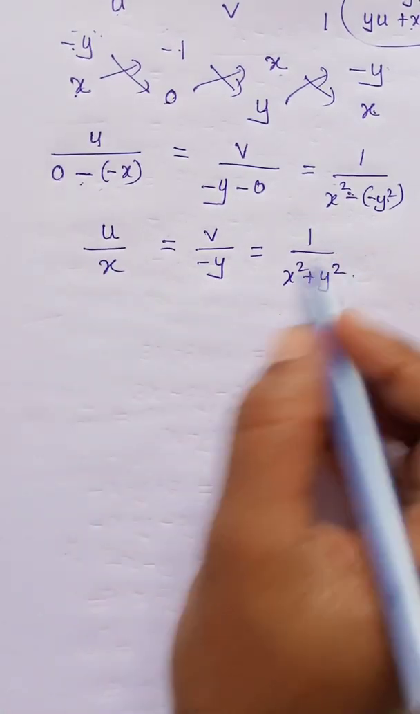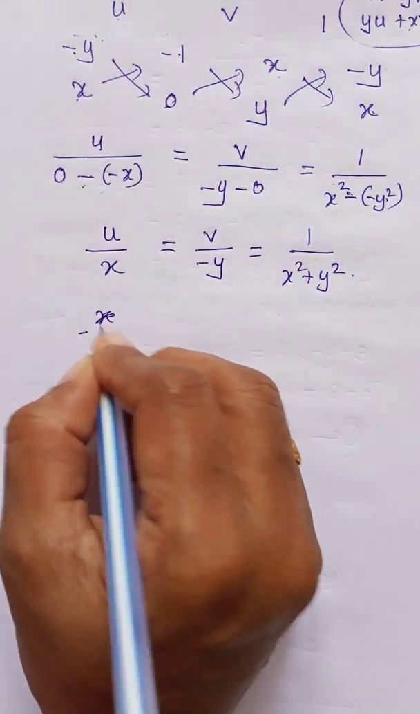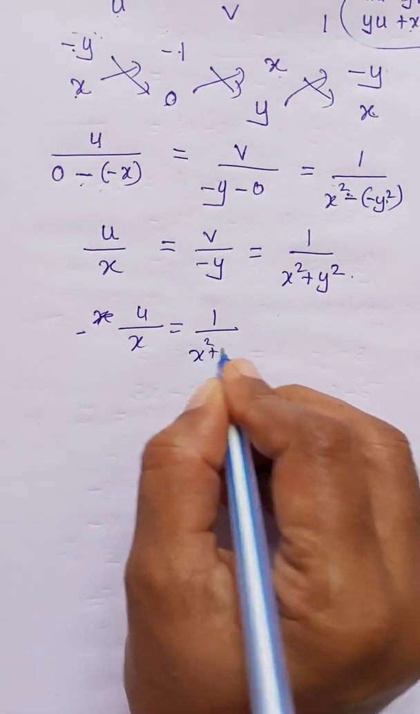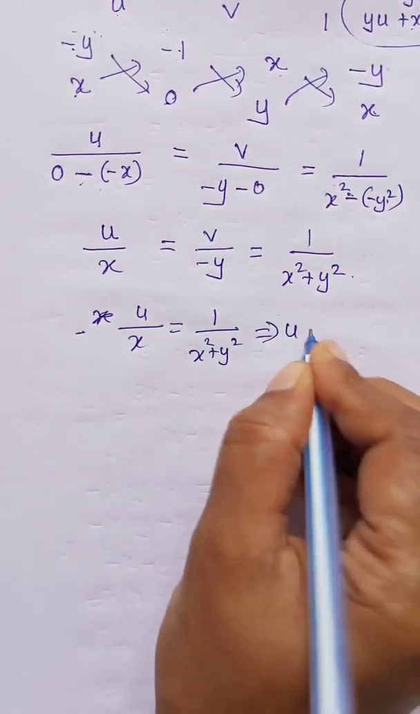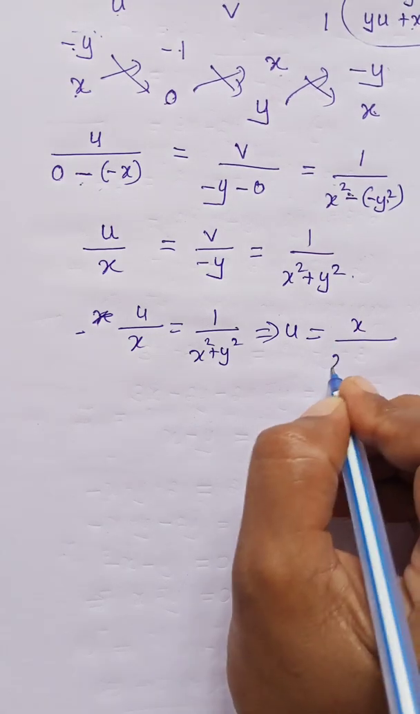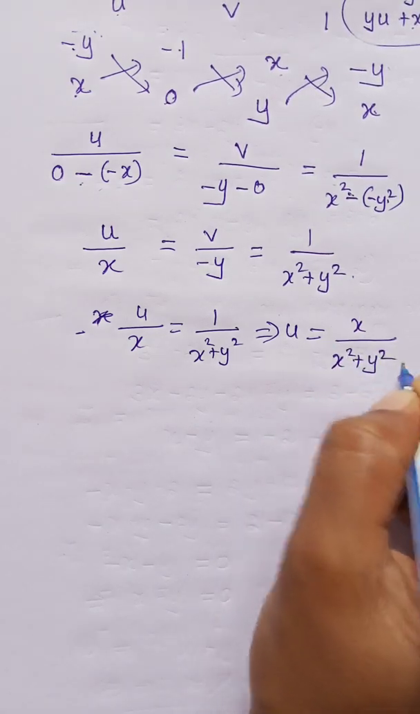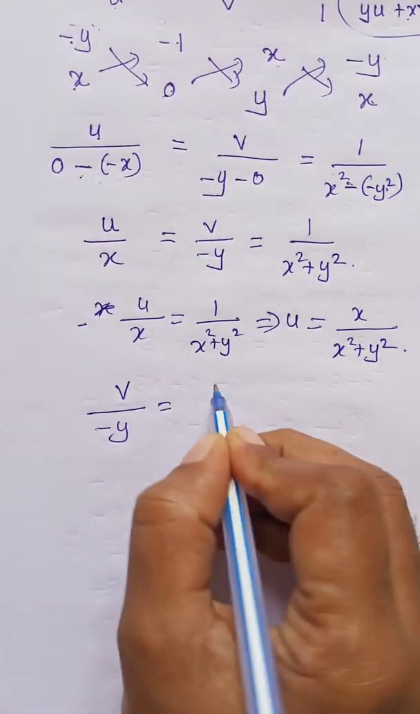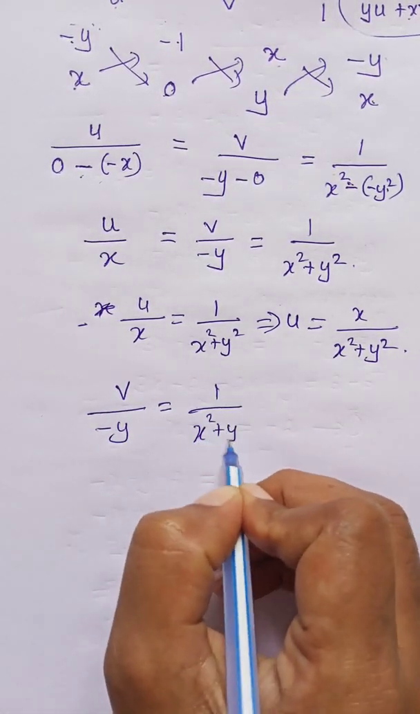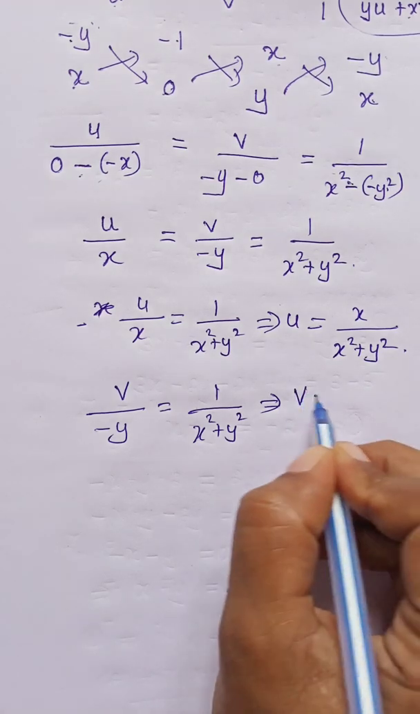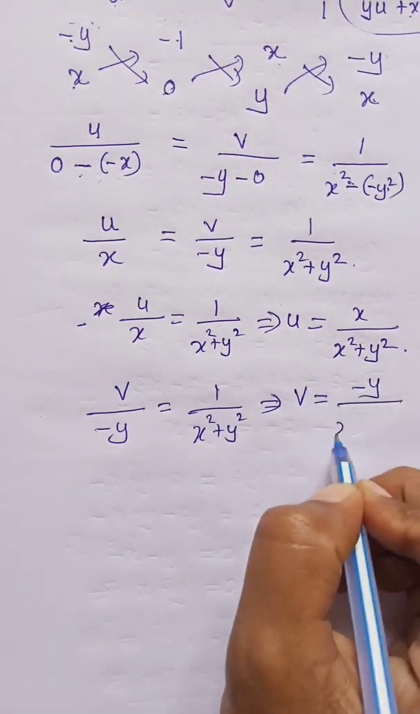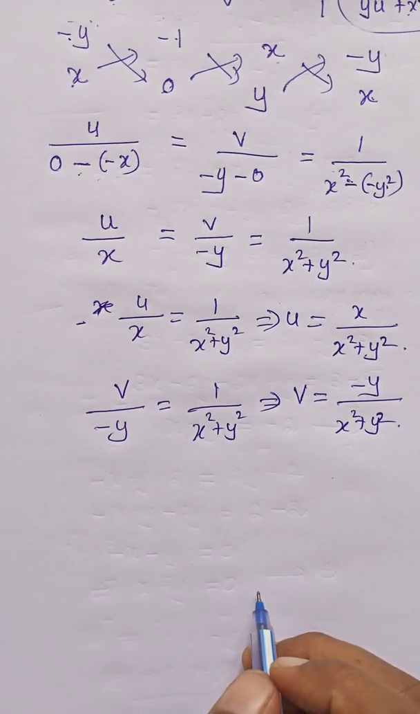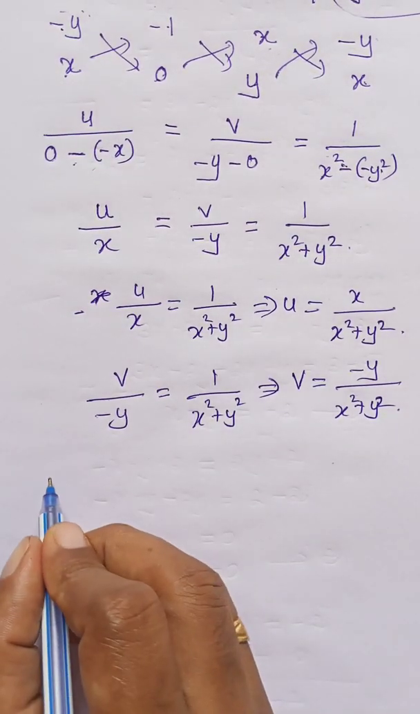Now shall we equate with the constant term? u by x is equal to 1 by x square plus y square, implies u is equal to x divided by x square plus y square. The same way, v by minus y is equal to 1 by x square plus y square, implies v is equal to minus y by x square plus y square. Is that clear? Now we can write.